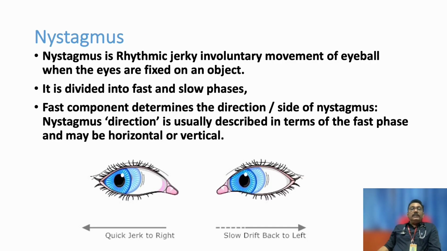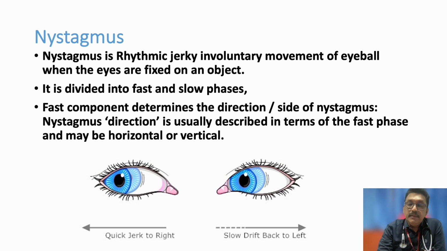Now, when we talk about nystagmus, it's a rhythmic, jerky, involuntary movement of the eyeball when the eyes are fixed on an object. There are two phases, fast and slow phases. The fast component determines the direction or side of the nystagmus. Nystagmus direction is usually described in terms of the fast phase and may be horizontal or vertical. So that is very important.